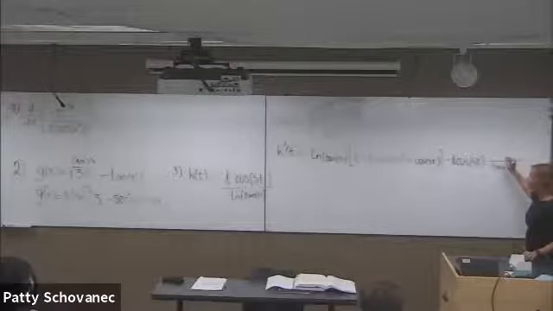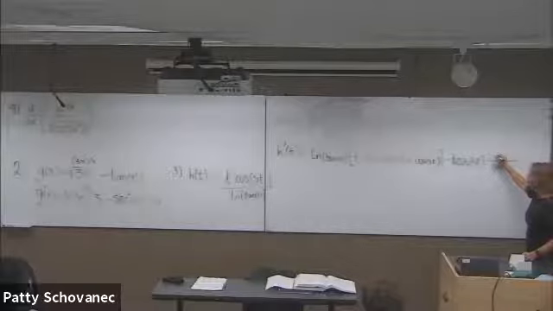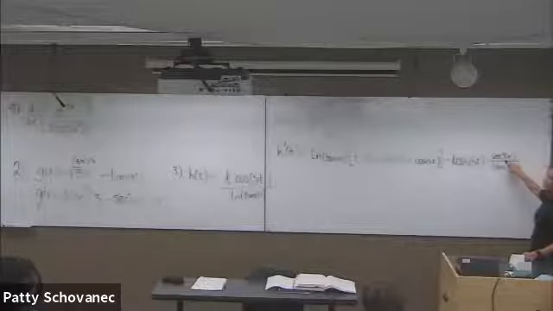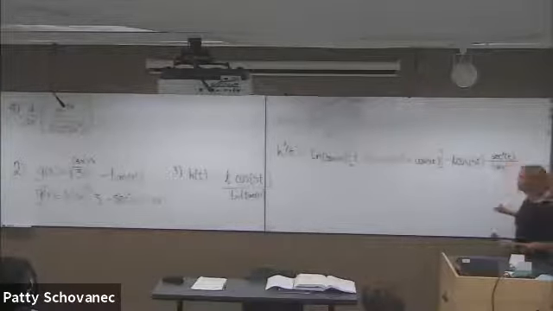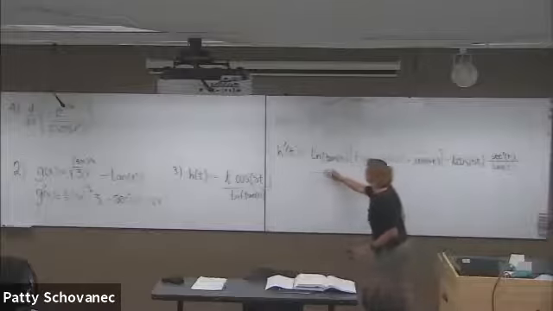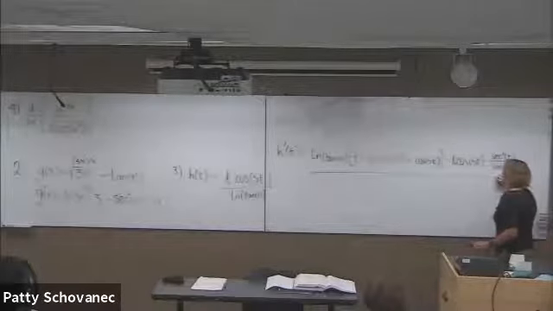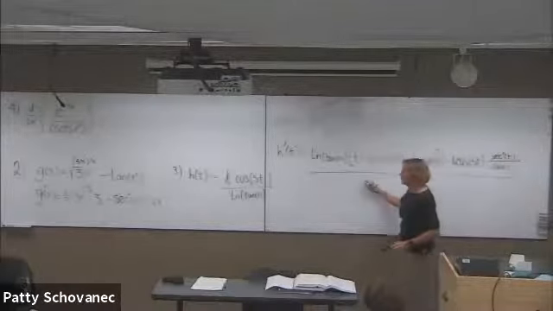What's the derivative of tangent of t? Secant squared of t. And then inside here, the derivative of that t is just 1. And all of that divided by the bottom squared.